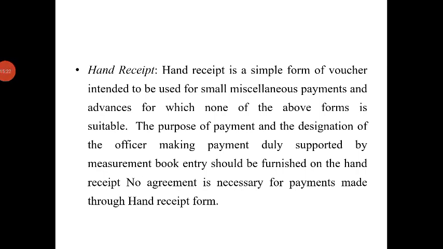So hand receipt is a simple form of a voucher intended to be used for small miscellaneous payments and advances for which none of the above forms is suitable. The purpose of the payment and the designation of the officer making the payment, duly supported by the measurement book entry, should be furnished on the hand receipt. No agreement is necessary for the payment made through a hand receipt form. So, of course, these are very important steps.